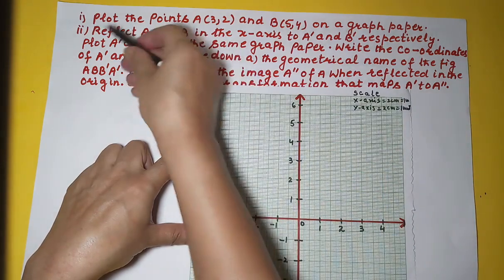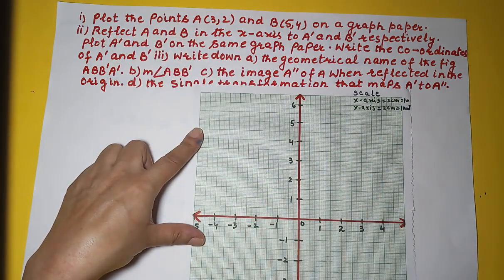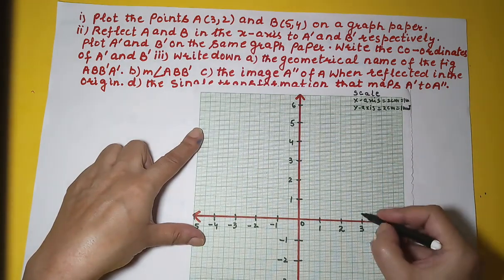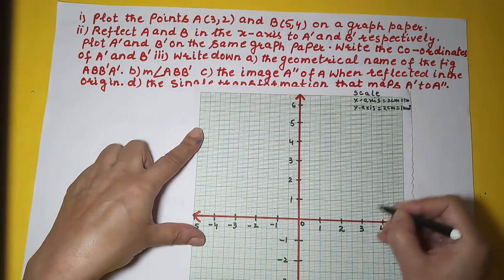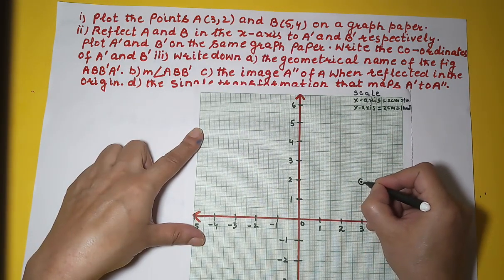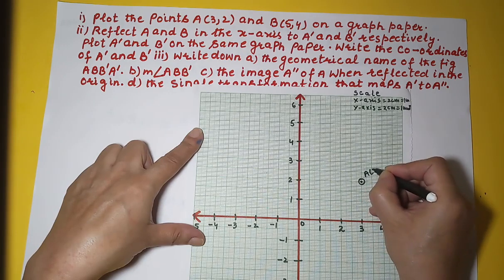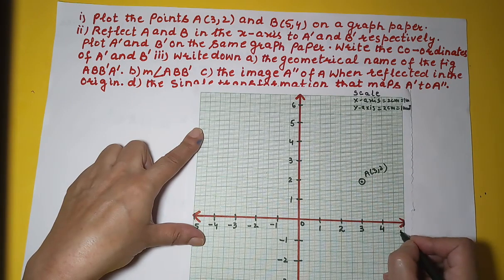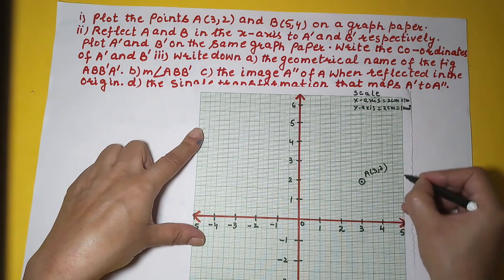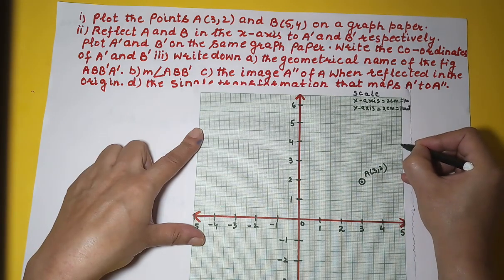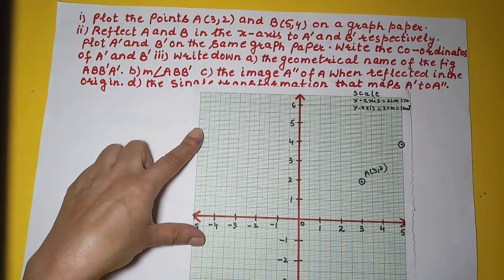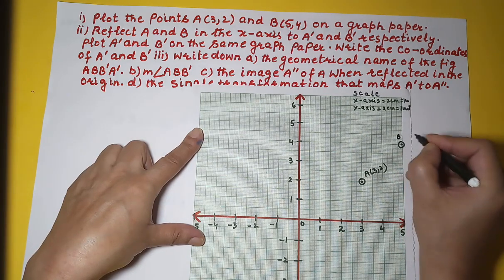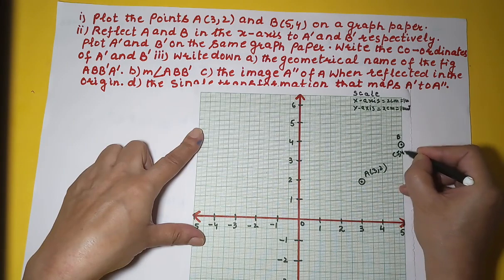Okay. Now, he wants me to plot the point A, 3 and 2. So, this is 3 and this is point 2. So, this becomes my A, 3 and 2. And then he wants me to plot B, 5 and 4. Okay, this is 5 and this is 4 here. Then this is my point B, 5 and 4.